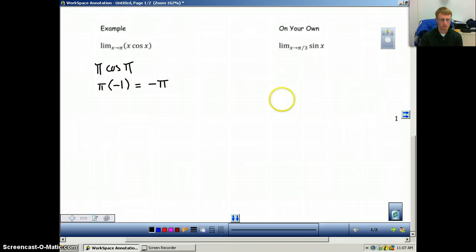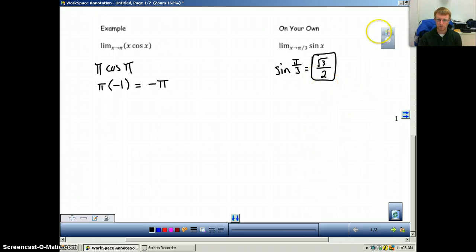Why don't you do this one on your own real quick and hit play when you're ready. Again, all you're doing is plugging in pi over 3. It is continuous at that point. You should have gotten square root of 3 over 2. These ones are the easy ones because we have no discontinuities.